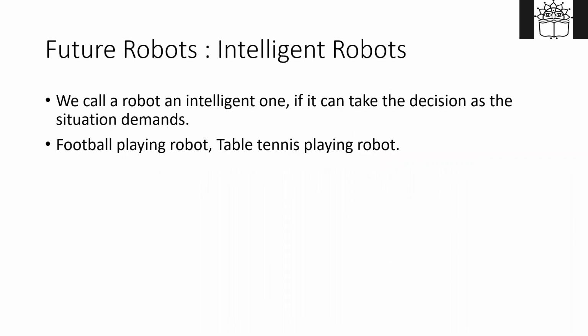Now future robots, this is the last slide of my presentation. The future robots are nothing but intelligent robots. What are intelligent robots? They will take their decision according to the situation. I repeat, intelligent robots will take their decision according to the situation. I will share some videos of intelligent robots on your WhatsApp groups, where you can see table tennis playing robots or football playing robots. Depending upon the situation and the service of the player, they will decide what should be the location of the racket, what should be the angle of the racket, and what should be the force given to the racket, right?